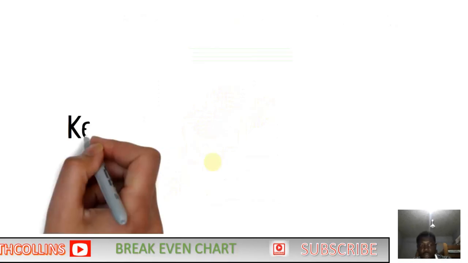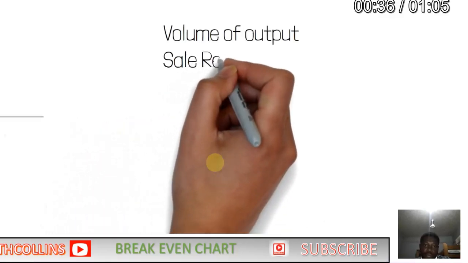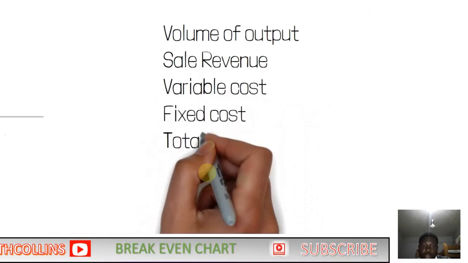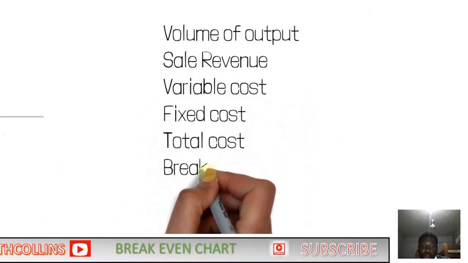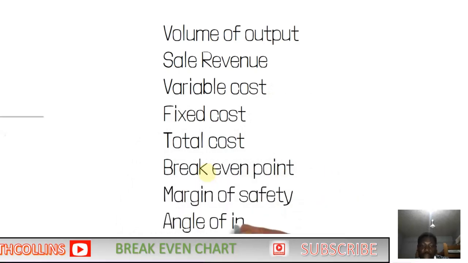On the break-even chart, there are some key terms that we need to pay attention to, and the key terms are volume of output, sales revenue, variable cost, fixed cost, the total cost, break-even point, and margin of safety. Okay, we can add the angle of incidence too. Talking about the volume of output, it is the amount of products or goods being produced at a given time.